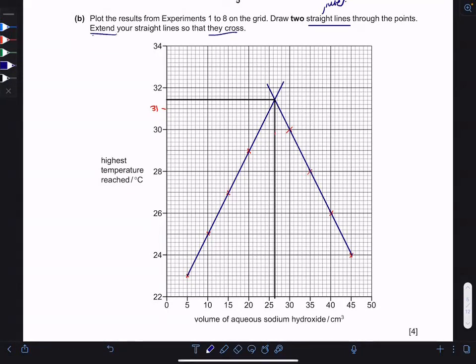So this is the first line, okay? And this is the second line, and they cross and meet here. You must draw it like this, okay? They must meet here. This is for 4 marks. The plotting of the points is for 3, and extending the lines to meet is for 1 mark.